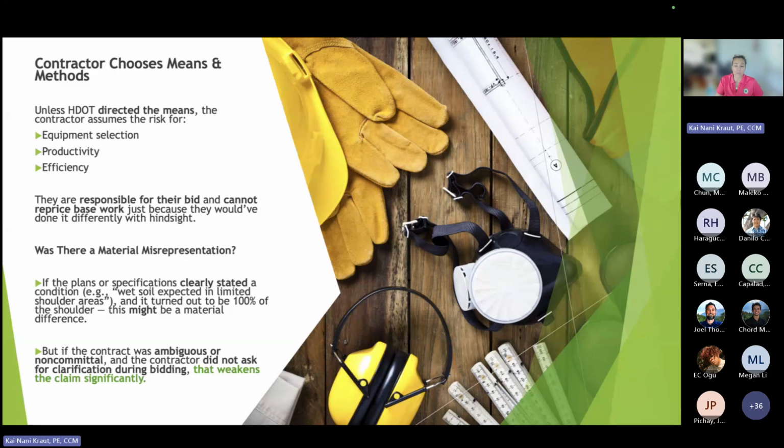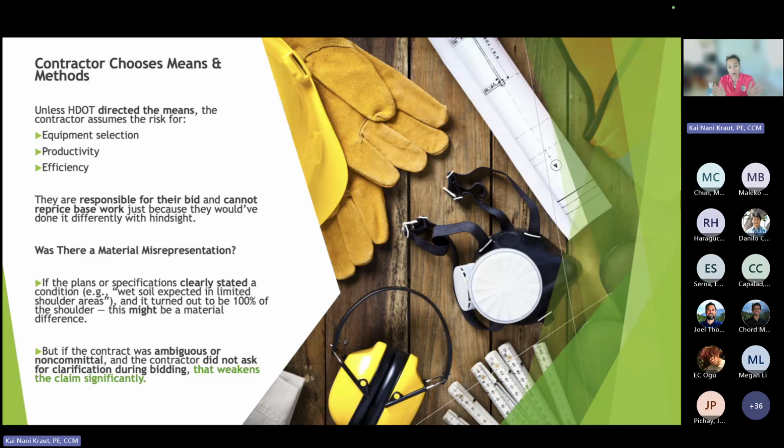Because again, was there a material misrepresentation? If you know it's a wet area and you run into wet conditions, and we've addressed the differing site condition through force account, then what are they entitled to in the base bid? So again, wasn't materially different. If the plans or spec clearly stated the condition, wet soil, and it turned out to be 100% of the shoulder, this might be a material difference, but if the contract was ambiguous, non-committal, and the contractor did not ask for clarification during bid, that weakens their claim significantly.